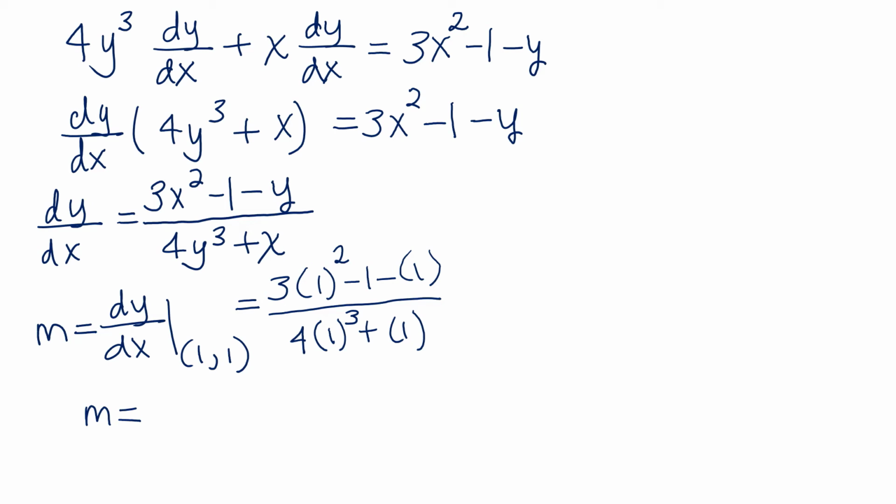Solving this, you'll get that the slope is equal to 3 minus 1, that's 1 in the numerator, 4 plus 1 is 5. Now we are ready to get the equation of the line.